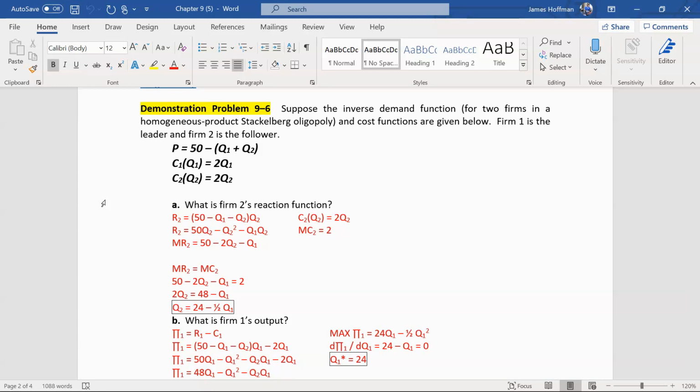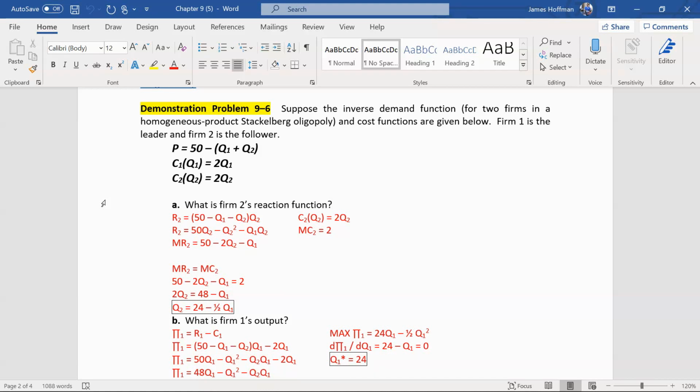All right, what is firm 2's reaction function? The reason we're solving for only firm 2's reaction function is because firm 1 doesn't react, it goes first. So the only firm that reacts is firm 2, so we have to find firm 2's reaction function. There is no reaction function for firm 1, it just does what it wants first, and then firm 2 reacts. So we'll do this in the same way.